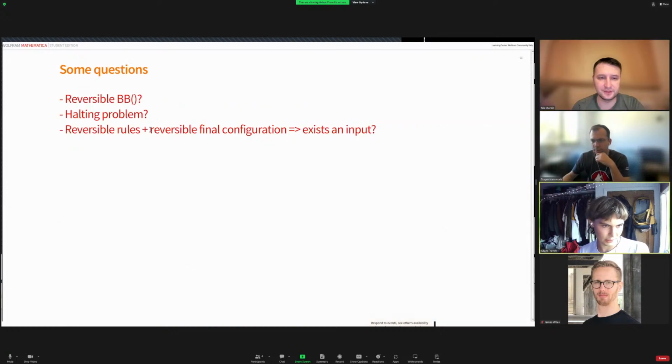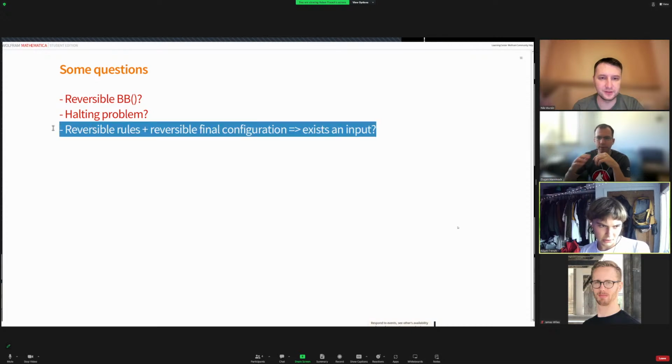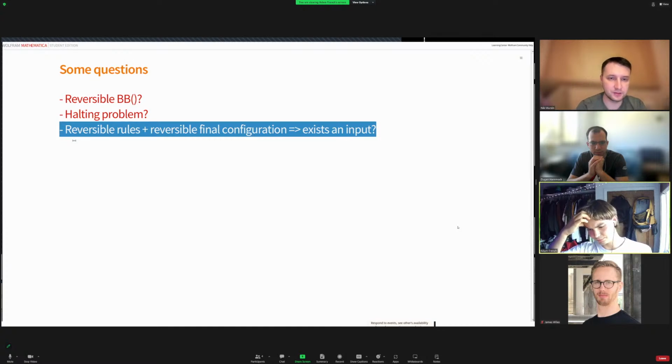But this is also a wild question: if you know that your set of rules is reversible, and you found a final configuration of the tape, does that mean there exists an input? I don't know, I haven't really formalized these questions, but what do you guys think?